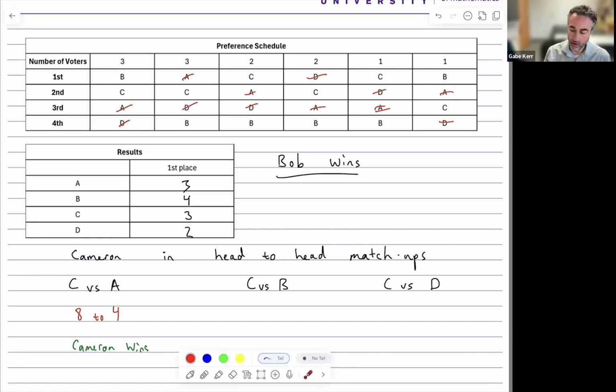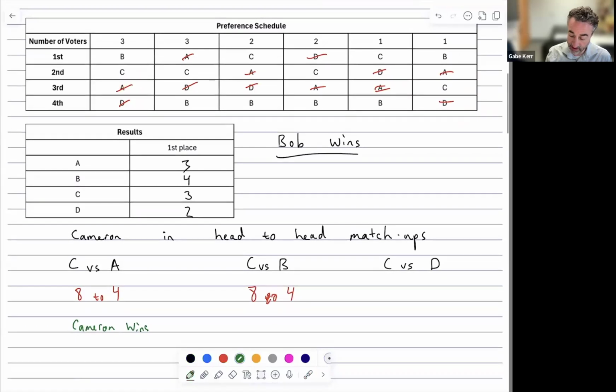Well, it looks like Bob wins here and here. And it looks like in every single other preference ballot, Cameron's winning. So the only votes that Bob would have won in that head-to-head matchup are from those schedules, so there are 4 of those. And that means that Cameron is getting 8 votes versus Bob's 4. And again, in this head-to-head matchup, Cameron wins.